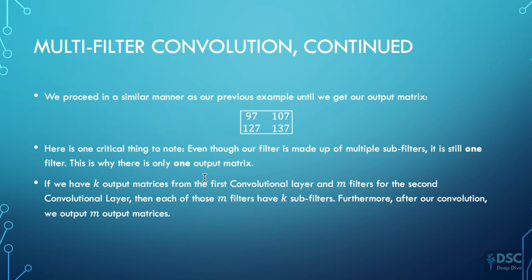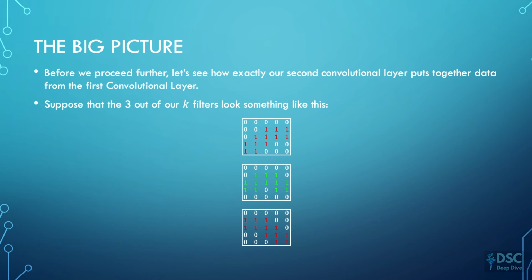Suppose that we have m filters for the second convolutional layer. Then, each of those m filters will have k subfilters. Furthermore, after the convolution, we're going to output m output matrices. Before we proceed further, let's see how exactly our second convolutional layer puts together data from the first convolutional layer.